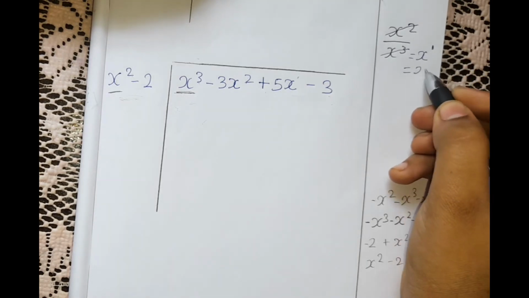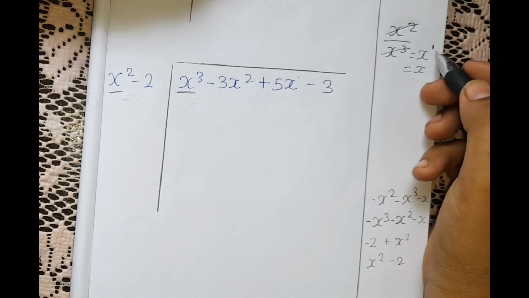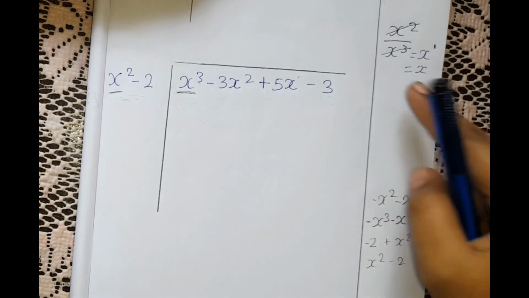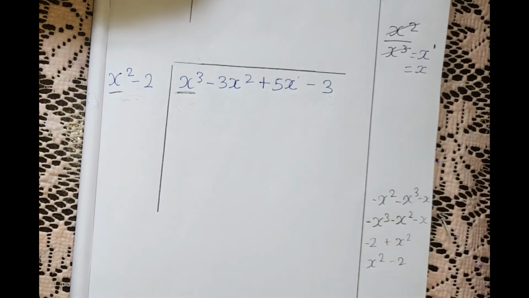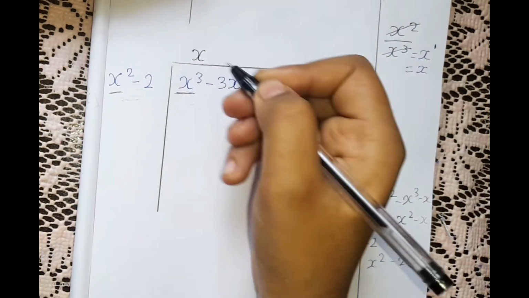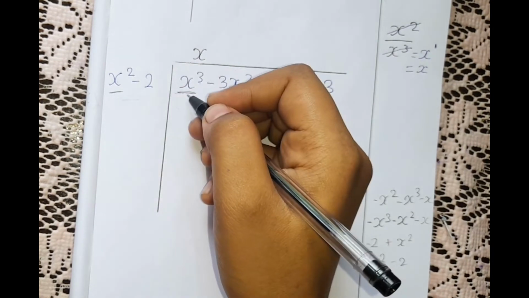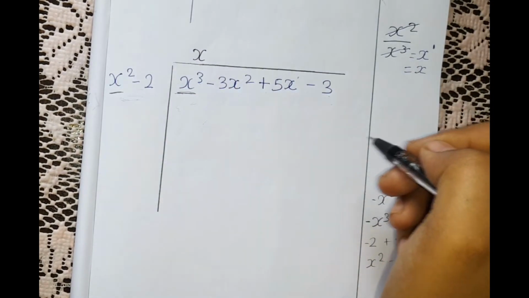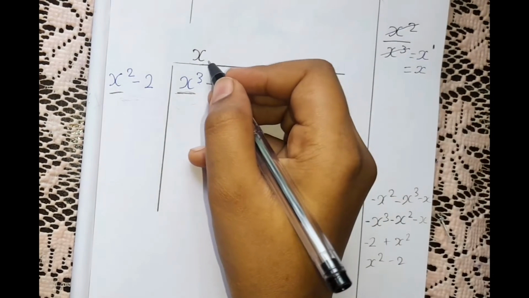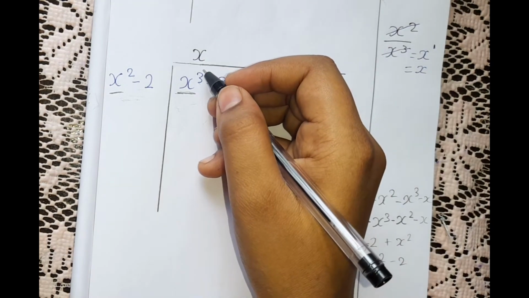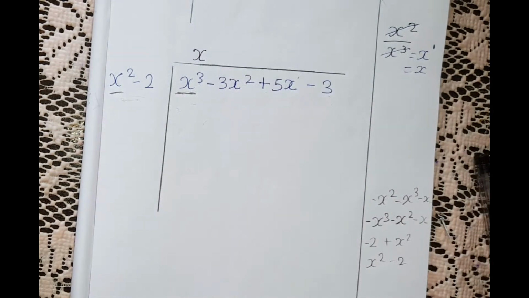So x power 1. Okay, instead of writing x power 1, you can write x. So we got x. So what we are going to do is, we are going to be writing x at the top. Why? Because we are supposed to do it like this. First we are supposed to divide this and then we should cancel it. Then after that, whatever values we get, we should write it right over here. Okay, now we are going to be multiplying it.